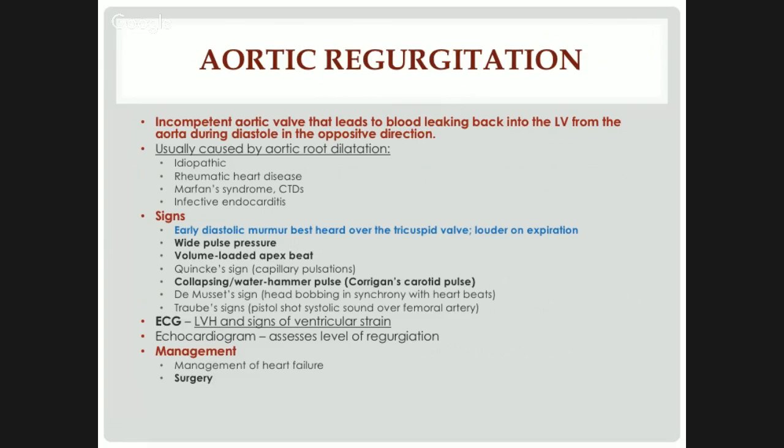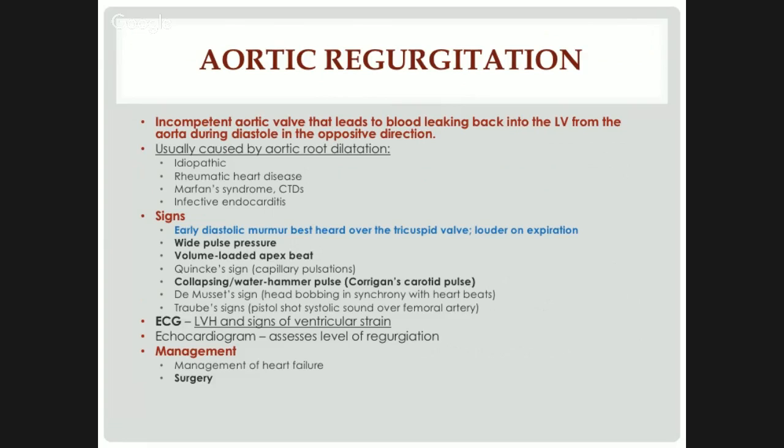So the buzzwords, it's an early diastolic murmur heard over the tricuspid valve. Remember, the jet of blood comes back down into the ventricle, louder on expiration. There's a wide pulse pressure, so there's a bigger difference between the systolic and diastolic pressure. And there's a volume loaded apex beat, because the heart has more blood it needs to now pump out, because you've got the regurgitating blood plus what's coming back from the lungs. So you need to pump it harder.